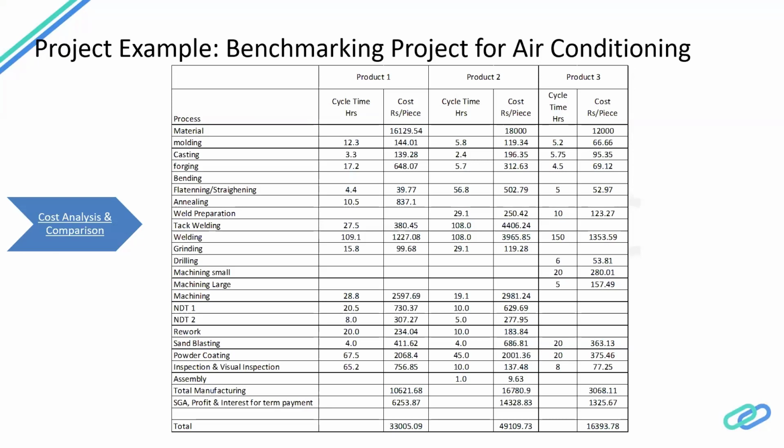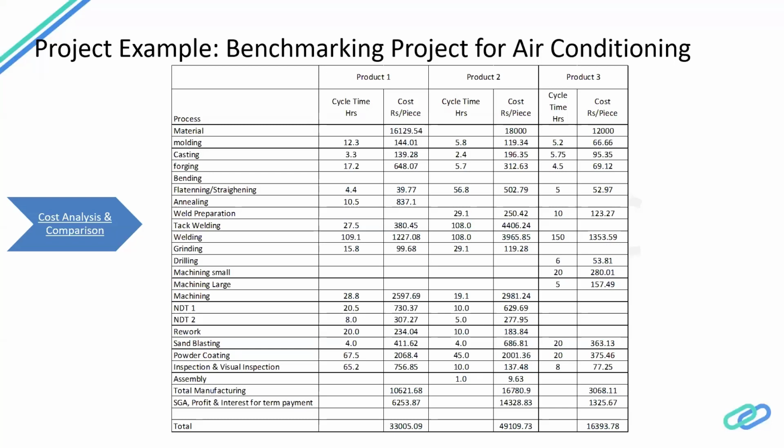I've taken product 1, product 2, product 3 here, and the processes are listed. Definitely we will have material, molding, casting, forging, bending. Then if we have flattening processes, annealing, weld preparation, tack welding. As a cost engineer, we have to analyze all the manufacturing costs, and then finally it comes to one number. These numbers are just dummy. Don't compare them with the previous numbers. This is just a dummy example.